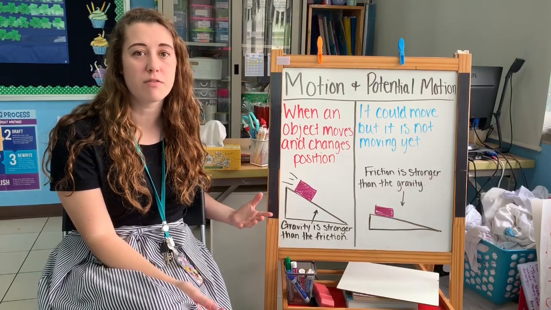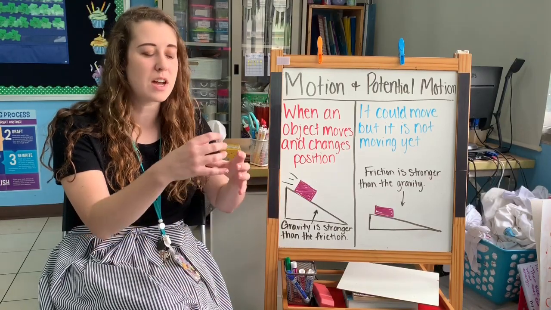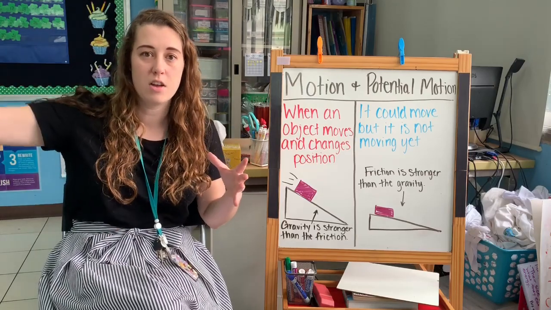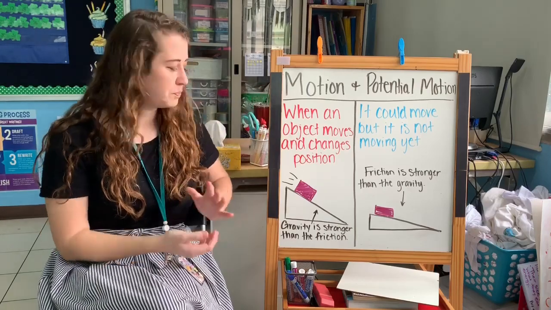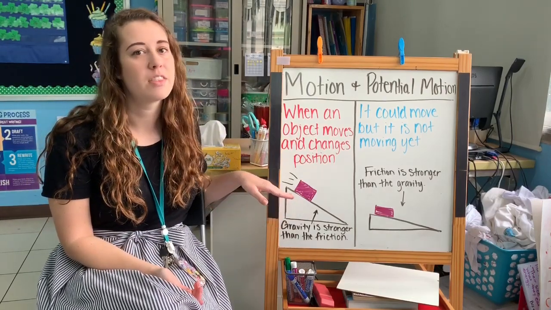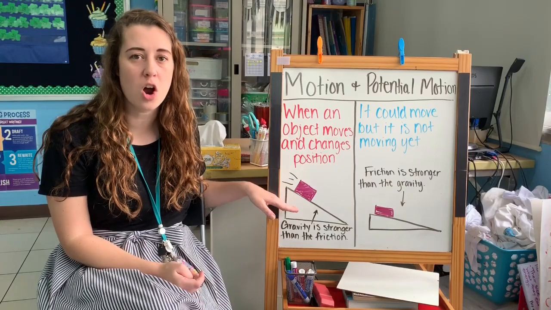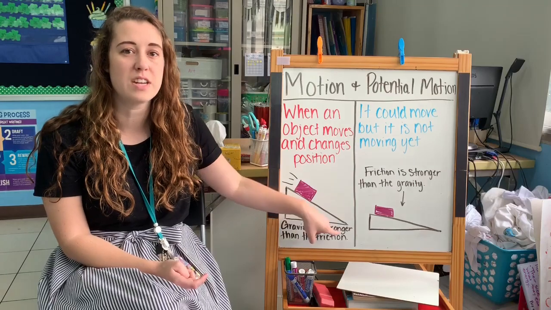And there's another force that we talked about earlier called gravity. Gravity is what keeps objects from floating away. Okay? And it's what pulls things down to the earth. So in my example, there is friction, but the friction is not as strong as the force of gravity, and that's why my object is able to move down.